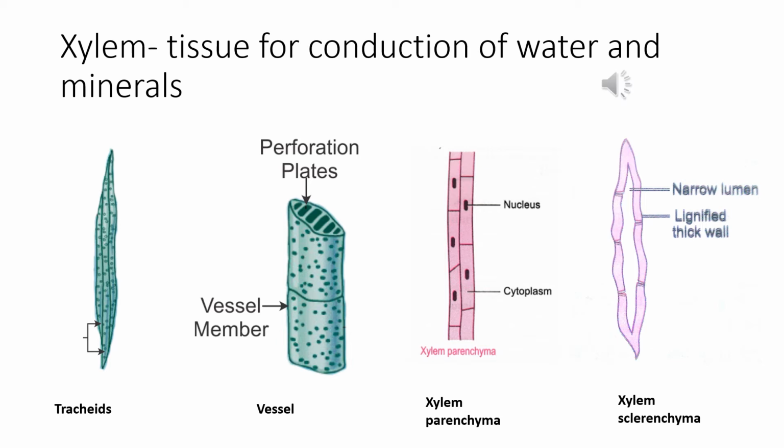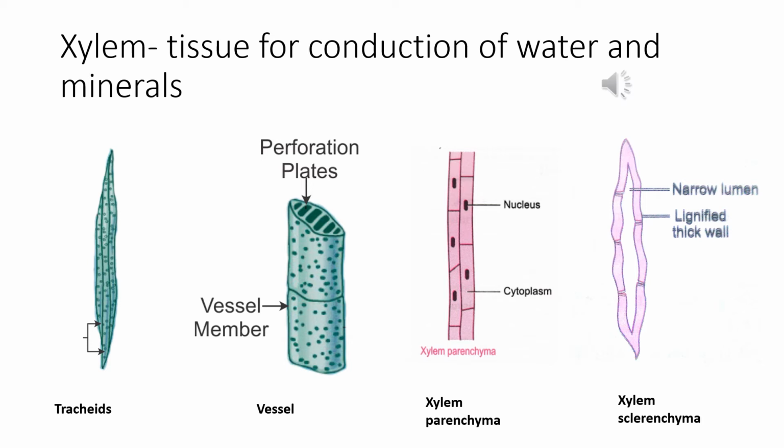Then the next element of the xylem is vessel. Vessels are wide and shorter than tracheids, and they also have perforation plates. Vessels are arranged end to end through their perforation plates, and the perforation plates have gaps in them through which water and minerals can move. Vessels are also dead elements of the xylem.